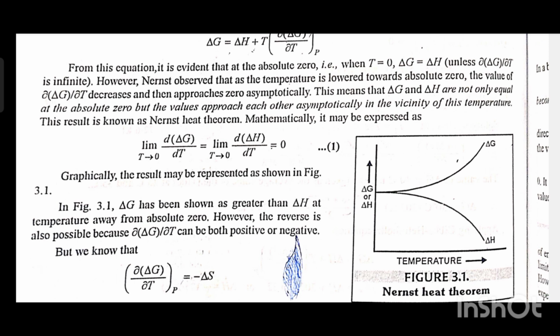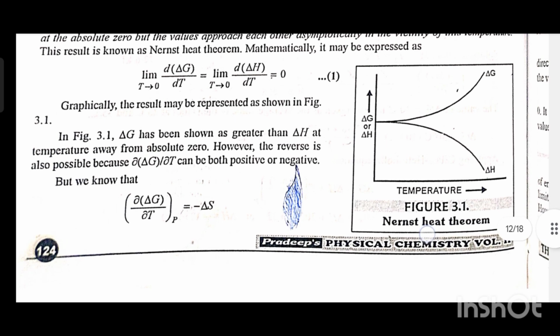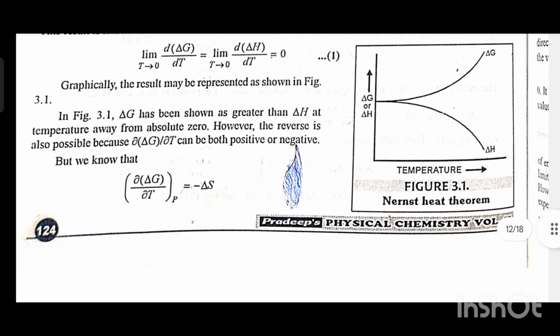However, Nernst observed that as the temperature is lowered towards absolute zero, the value of del delta G upon del T decreases and then approaches zero asymptotically. This means that delta G and delta H are not only equal at absolute zero, but their values approach each other asymptotically in the vicinity of that temperature. This result is known as the Nernst heat theorem. Mathematically, it may be expressed as the limit as T tends to 0 of d delta G upon dT equals the limit as T tends to 0 of d delta H upon dT equals 0. That is equation 1. Graphically, the result may be represented as shown.